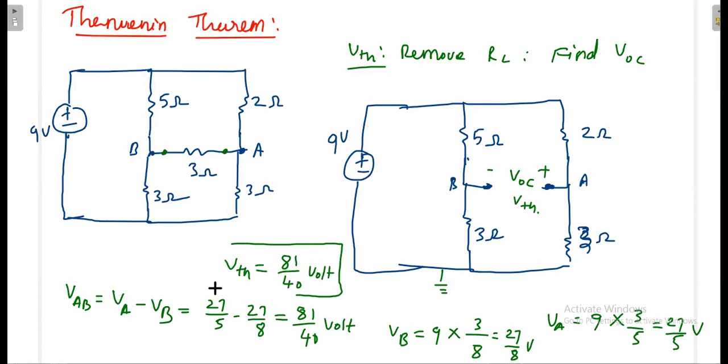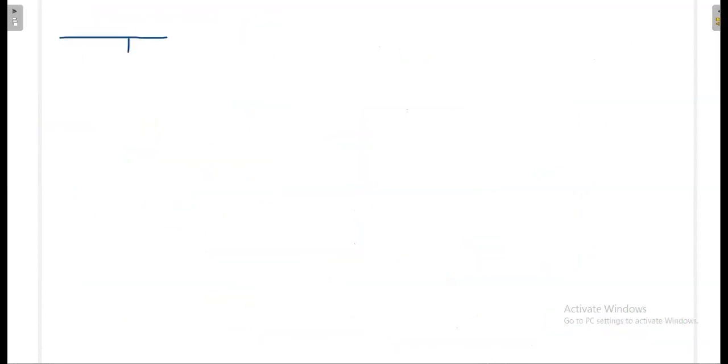Next one is R Thevenin. For R Thevenin, what I have to do is remove the effect of the source, the load. Removing the effect of the source means, for a voltage source, what I have to do? Short circuit. So I have to make a short circuit here. Once you make the short circuit, this load is removed.